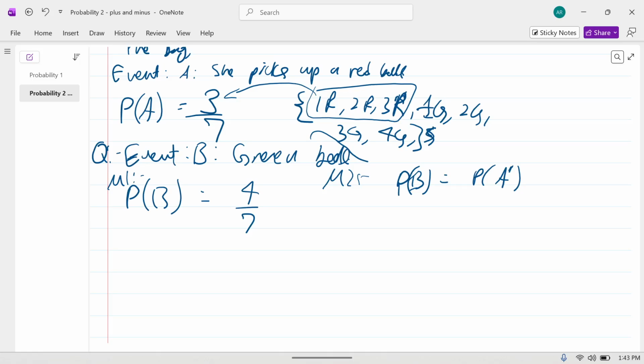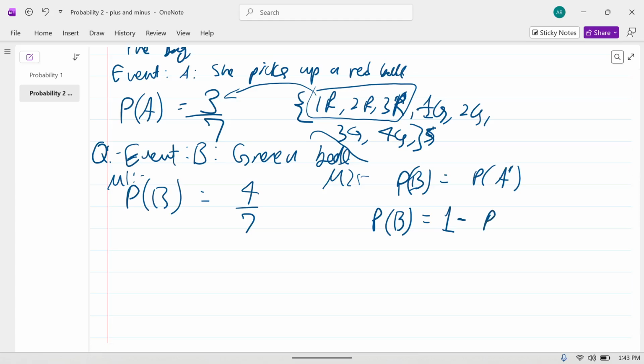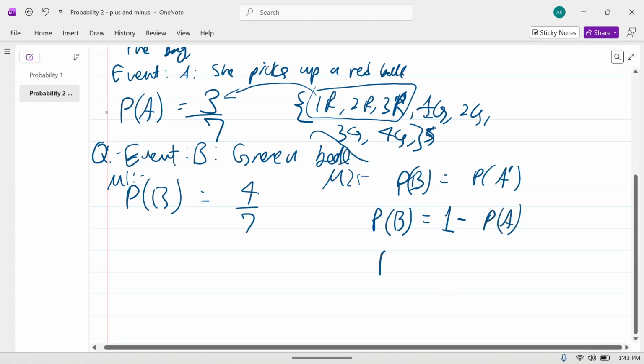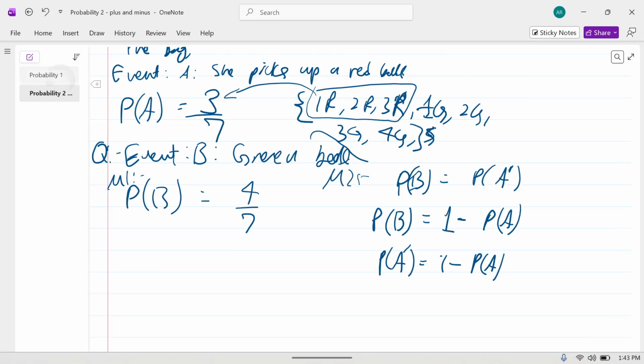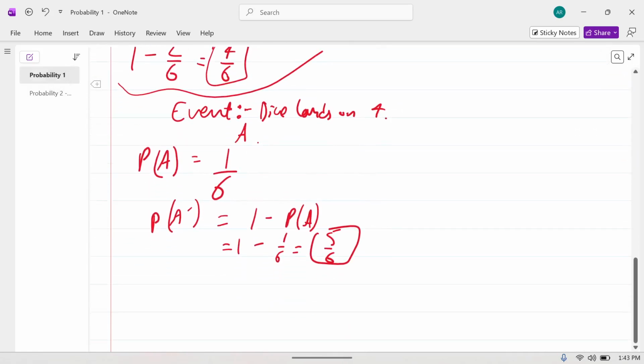In that case, what can you do? The probability of event B is just going to be equal to 1 minus the probability of event A, right? You can also write it this way if that makes more sense. This is exactly the formula we learned in the previous class, right? If I show you, here we go. We learned it in here, right?